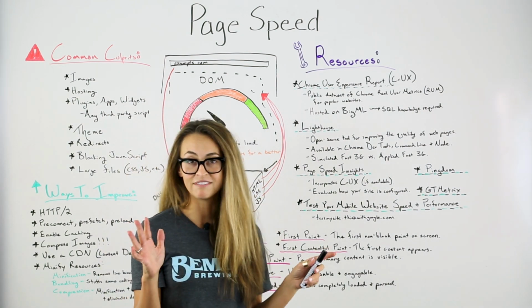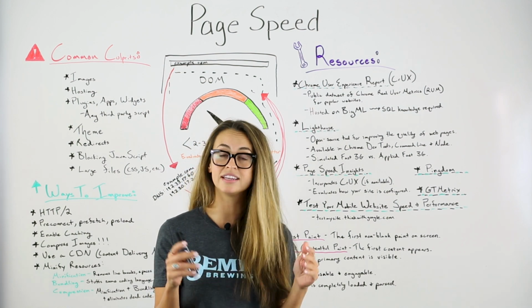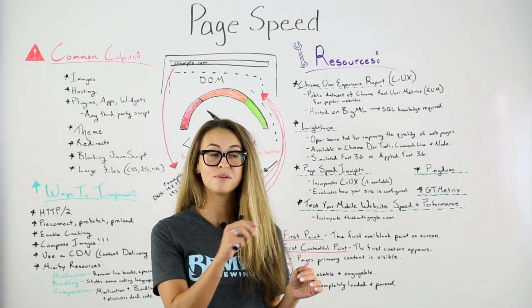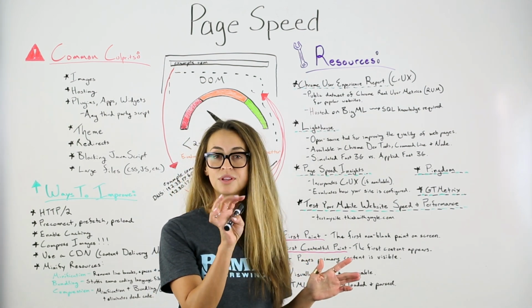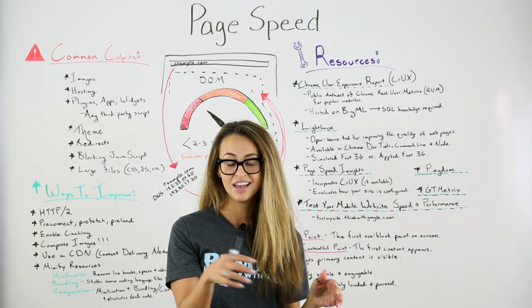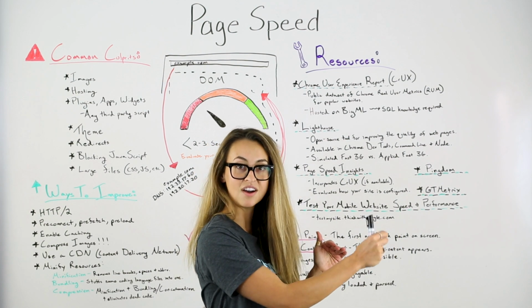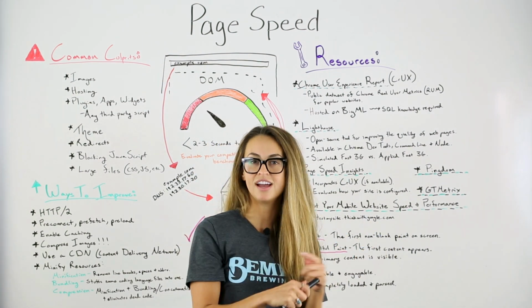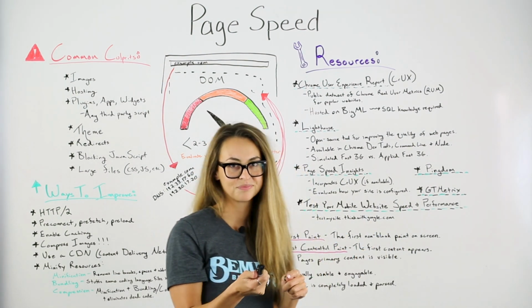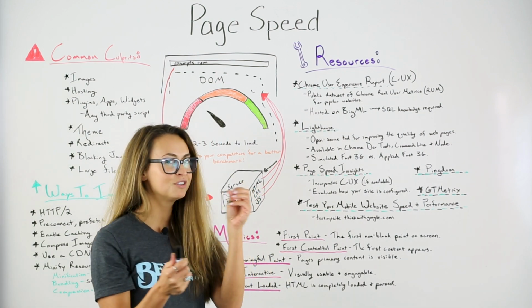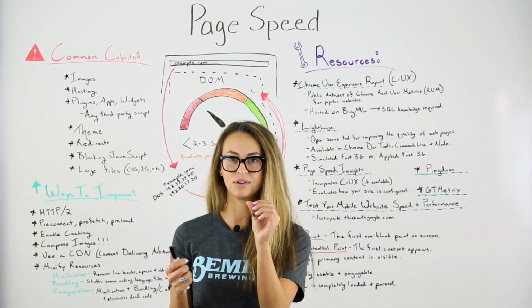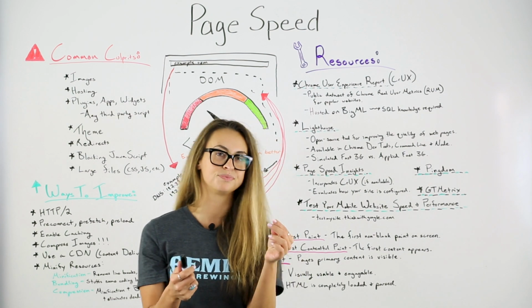Lighthouse, one of my favorites, is available right in Chrome DevTools. So if you're on a web page and you click Inspect Element and you open up Chrome DevTools, to the far right tab where it says Audits, you can run a Lighthouse report right in your browser. And what I love about it is it gives you very specific examples and fixes that you can do.